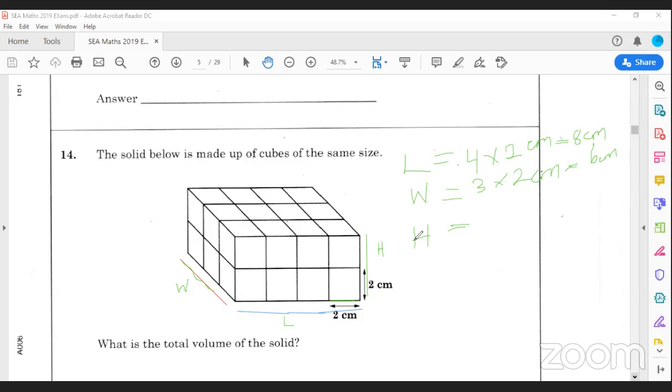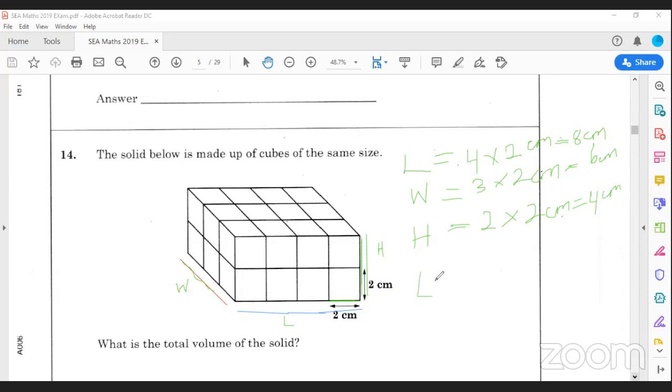Height. How am I going to find the height? This is going to represent the height. How many cubes do I have here? 2. So the height is going to be 2 times 2 centimeters, which is going to give me a total of 4 centimeters. How am I going to find the volume?